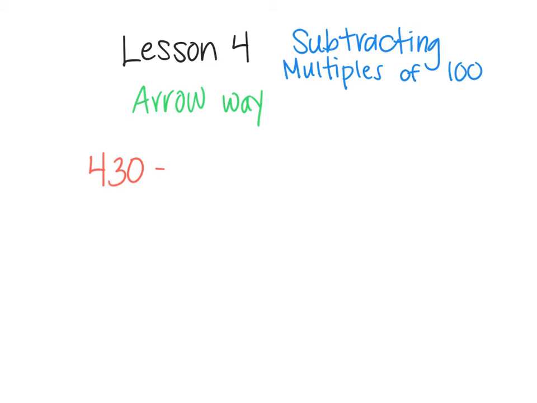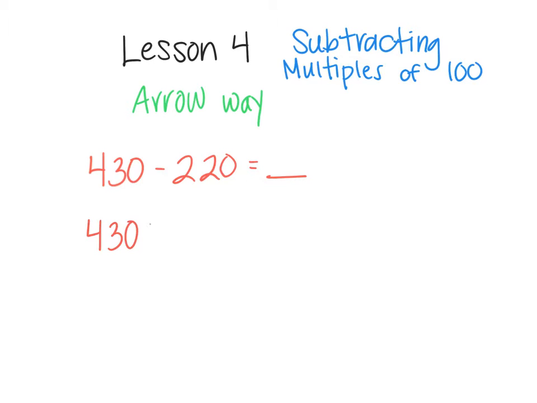So now let's make it a little harder. Let's say we have 430 and this time we want to take away 220. Okay, and we're still going to use the arrow way, but this time we're going to be taking away 2 hundreds and then 2 tens because that's 20. So let's try.